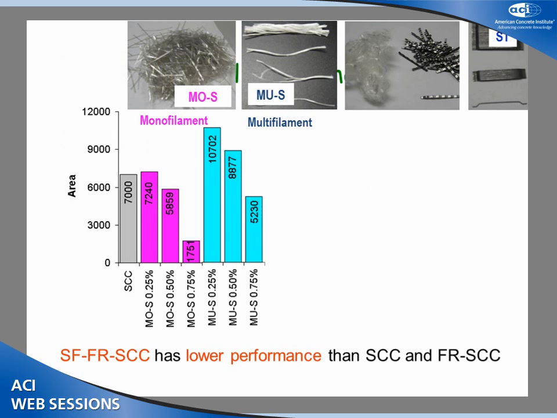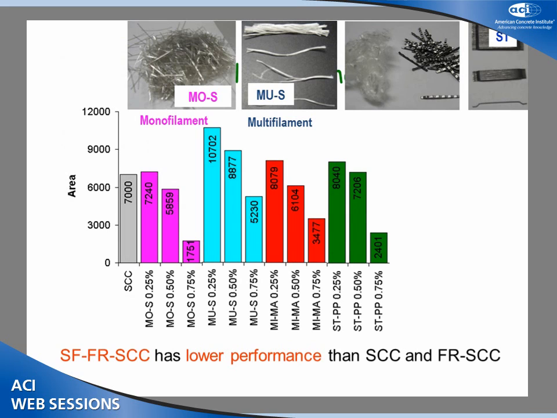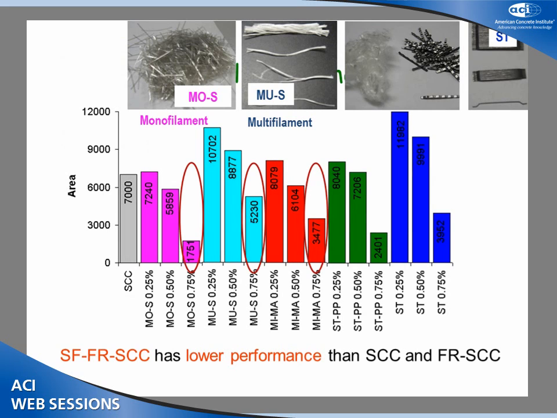And if you compare your different mixtures, you see that the SCC without fibers had a certain area of 7,000. When you start putting steel fibers, in this case 0.25%, 0.5%, you increase that compared to the non-fibrous SCC. And if you start putting more, then you're starting to suffer because of the lack of consolidation. So again, if you want to correct that, you just have to put some vibration in the mix. And the same thing happened with the other type of fiber.